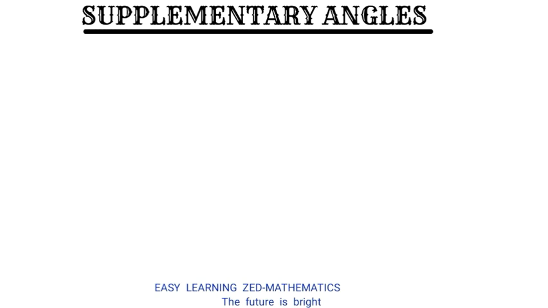So like I said earlier on, I'm going to look at supplementary angles. So what are supplementary angles? Supplementary angles are angles that add up to 180 degrees. Supplementary angles, these are angles that add up to 180 degrees.